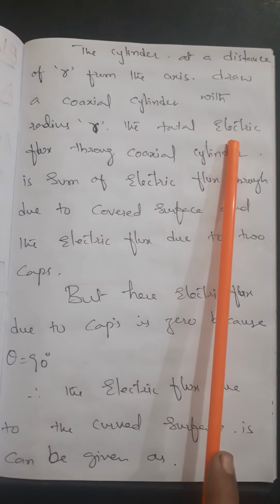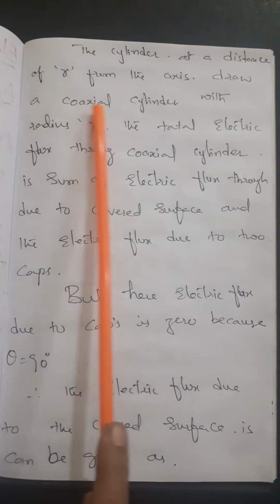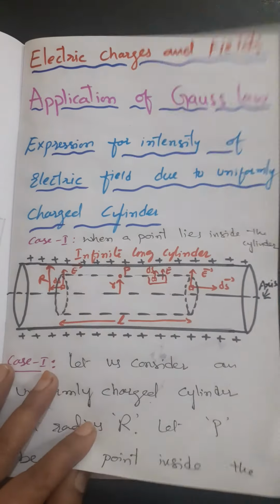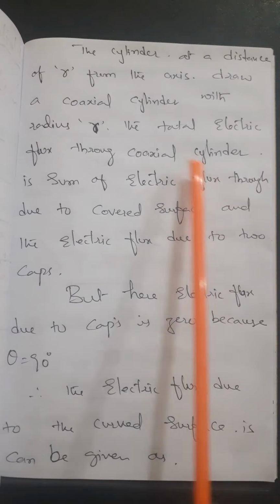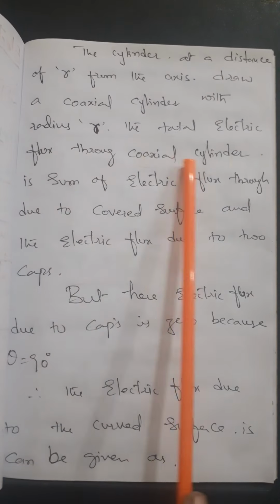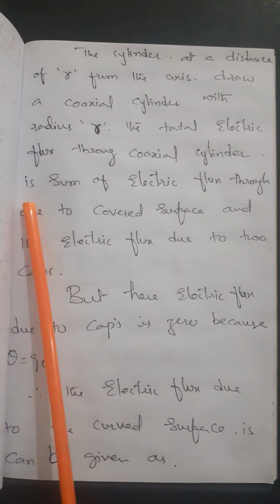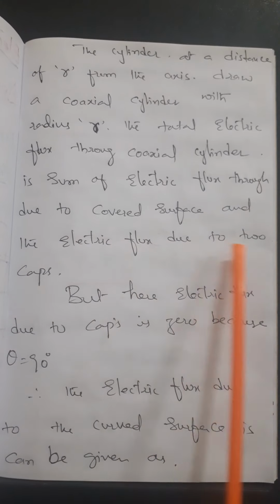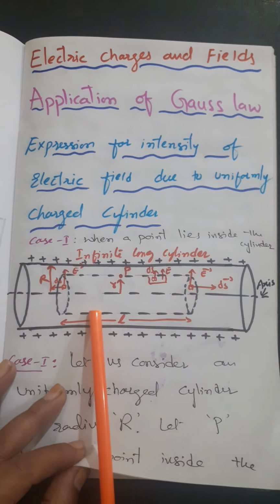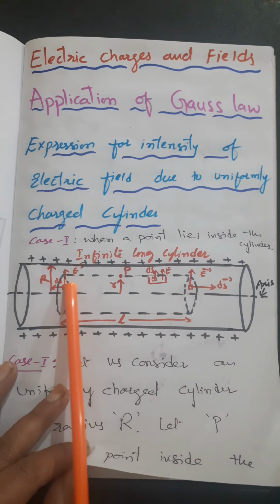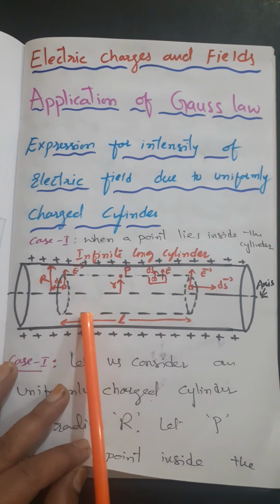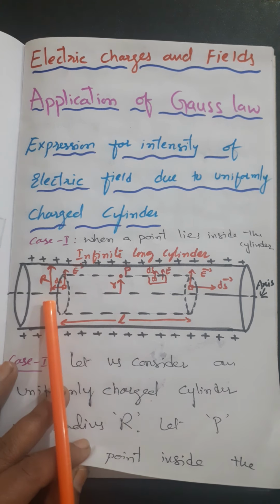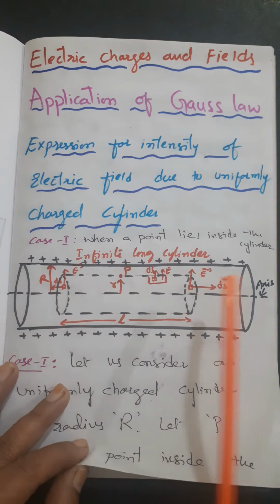Now draw a coaxial cylinder with a radius r. We have to draw a coaxial cylinder with radius r. Now the total electric flux through the coaxial cylinder is the sum of the electric flux due to the curved surface and the electric flux due to the caps. So just now I told you that the total electric flux through this coaxial cylinder will be the electric flux through the curved surface and the electric flux through the two caps.